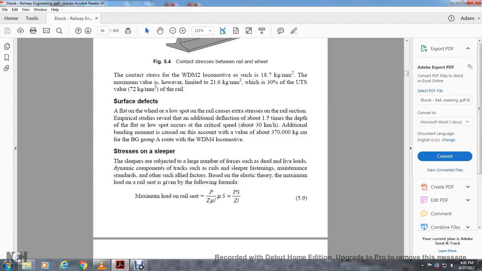Stress on the sleepers. Sleepers are subjected to a large number of forces, such as dead and live loads, components of the track such as the rail and sleeper fasteners, maintenance standards, and other allied forces.